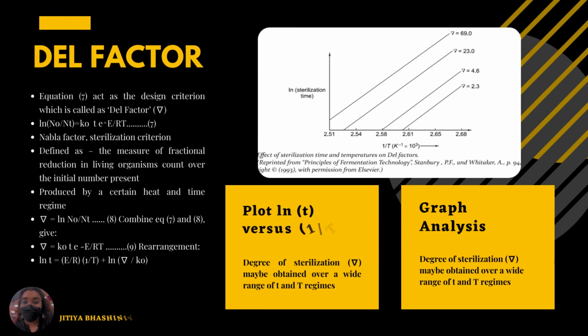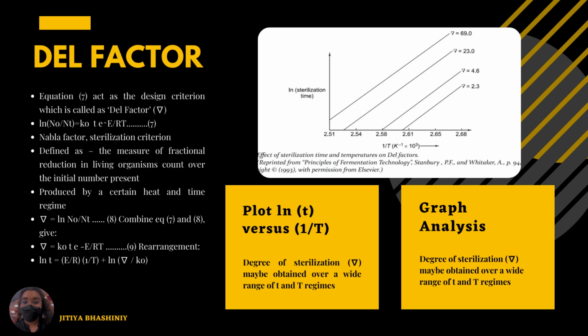In the del factor, equation 7 acts as the design criterion, which is also called the del factor. This can be written as ln(N0/Nt) = k0 t e^(-E/RT). This is the equation that will be used for the delta factor.